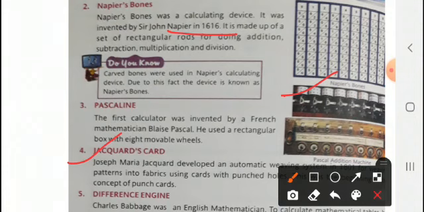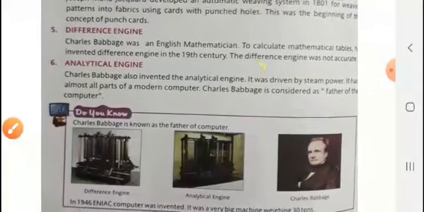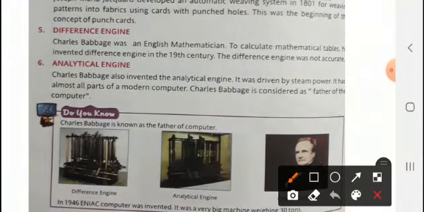Okay. Then the fifth one is our difference engine. Here we can see it, and it was invented by Charles Babbage. But it was not accurate. To calculate mathematical tables, Charles Babbage invented the difference engine in the 19th century. Understood? But it was not very successful. Then the analytical engine. Charles Babbage also invented the analytical engine. It was driven by steam power. It had almost all parts of a modern computer, and Charles Babbage is considered the father of the computer. This we know very well. Okay, very common question.